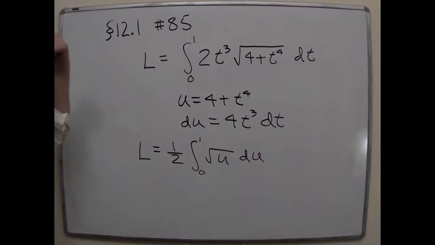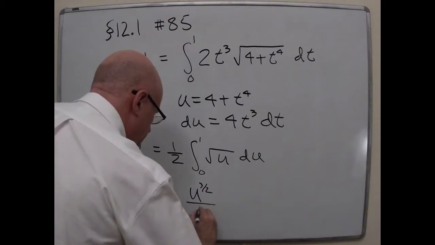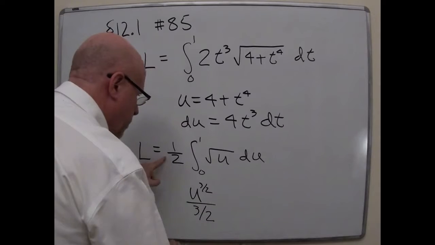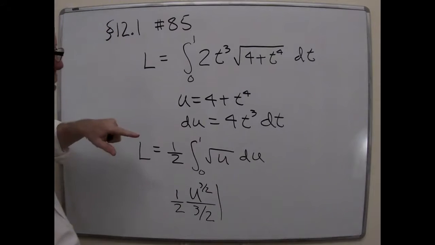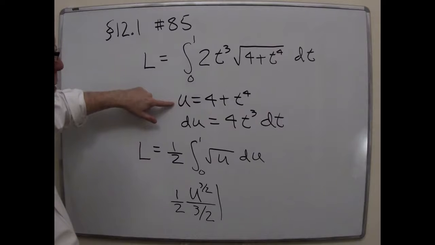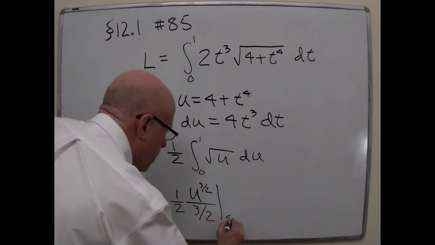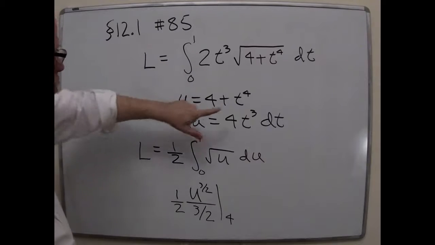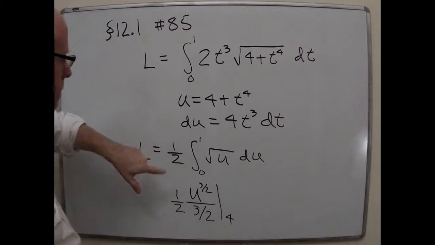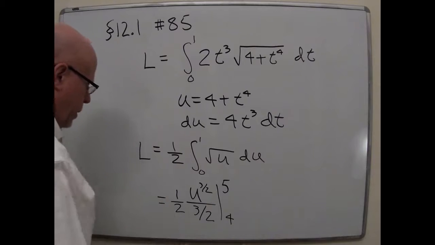So how does that work again? You add 1 to the exponent, get 3/2, and then divide by that. Don't forget the 1/2 we had out front. And I guess we can change the limits. u was 4 plus t to the 4th. So when t is 0, u is 4. That's our lower limit. And when t is 1, 4 plus 1, 5. Right? So those are the right limits for us to work out what L is.